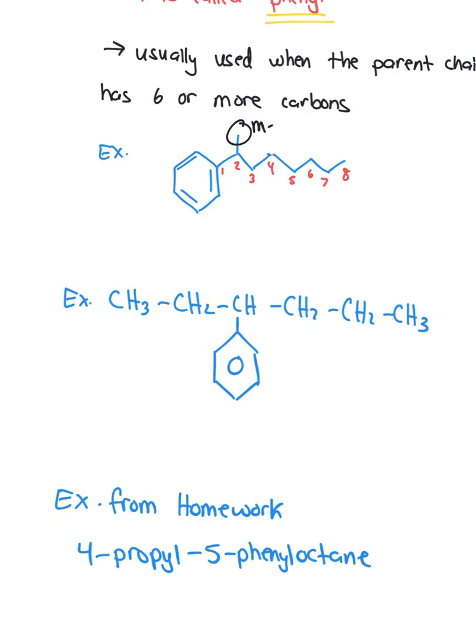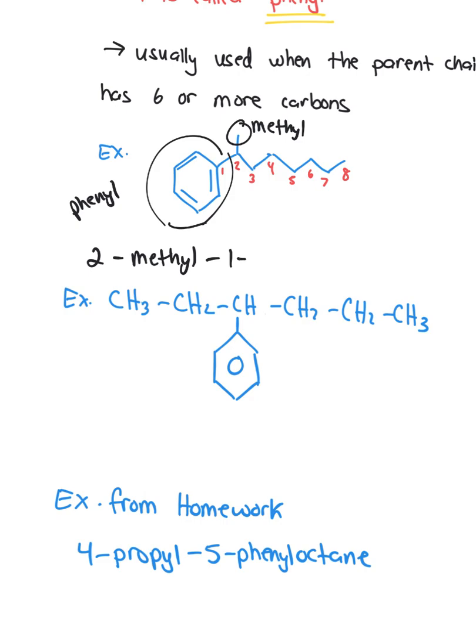I have a methyl group here, and this benzene is going to act as a branch. When it's a branch, we call it a phenyl group. So in this case, I do have to label my branches alphabetically. So methyl comes first. That's on the second carbon. Then I also have a phenyl group on the first carbon.